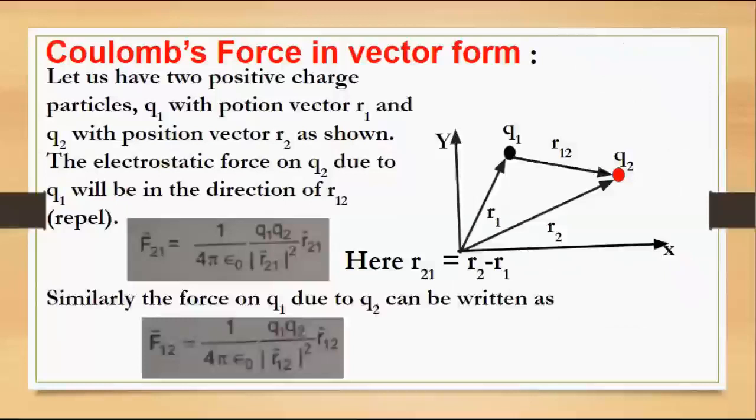Similarly, force on Q1 due to Q2. So it will be in this direction. Q2 will repel it. So as it will repel it, the direction will be R1 minus R2. It will be like that.